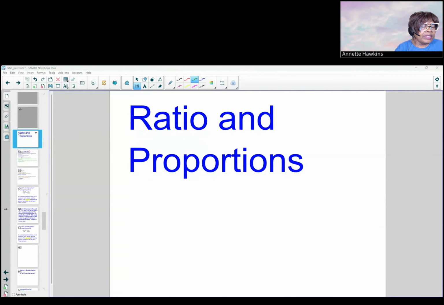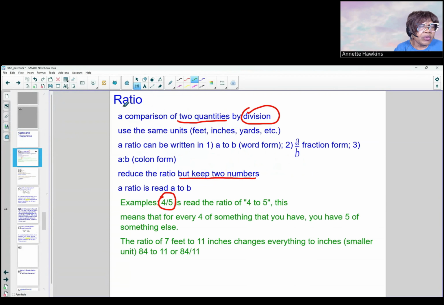Hi, class. Tonight we want to talk about ratio and proportions. Now, what is a ratio? A ratio is a comparison of two quantities by division. We have to use the same units: feet, inches, yards.